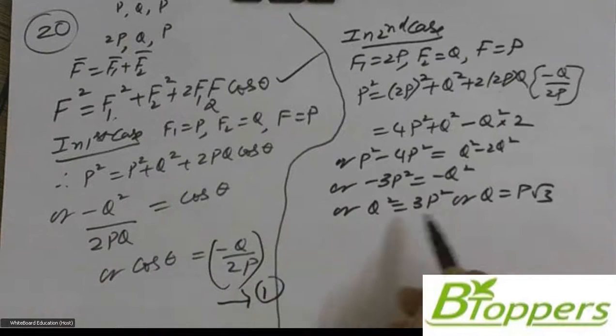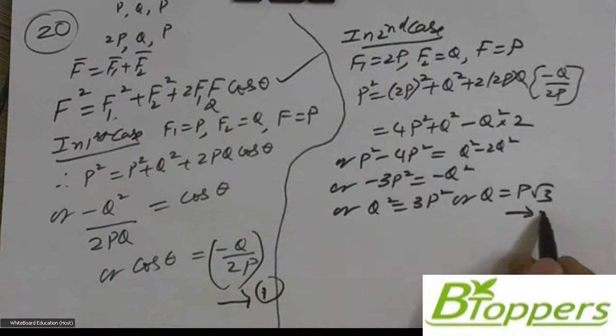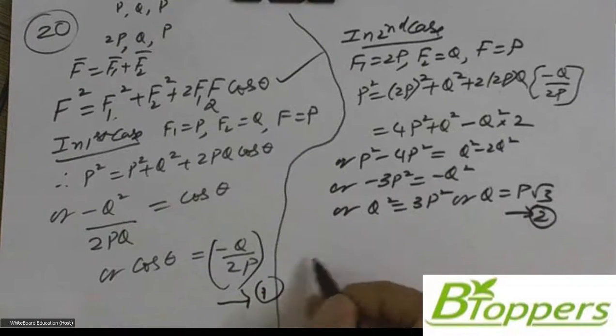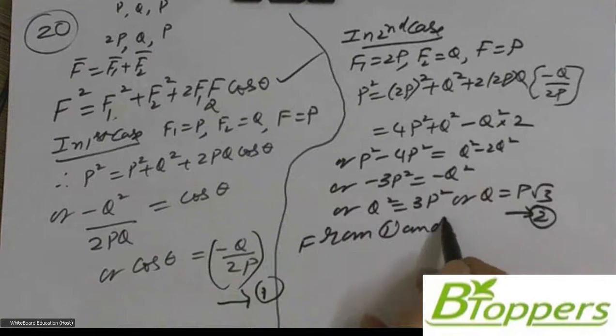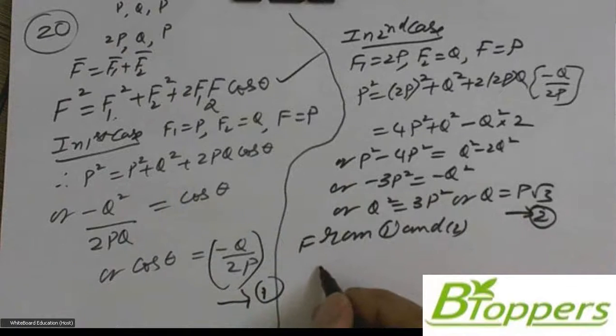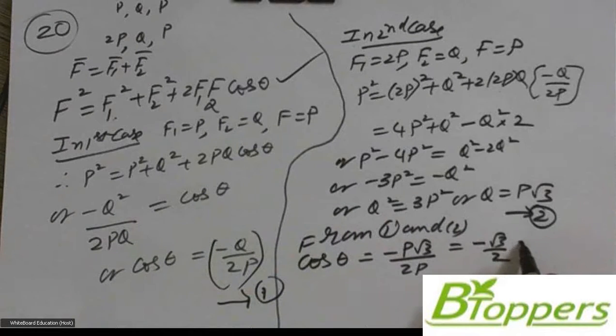So you can substitute the value of Q from the second equation into the first equation. From 1 and 2, you get cos theta equal to minus P root 3 by 2P, or you will get cos theta equal to minus root 3 by 2. You can observe that root 3 by 2 is the value of cos 30 degrees.